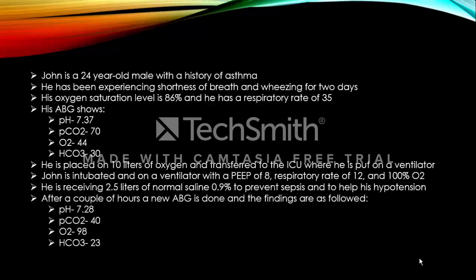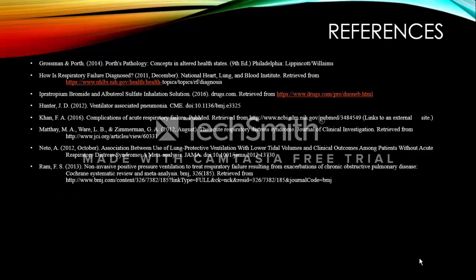After a couple of hours, a new ABG is done, and the findings are a pH of 7.28, a carbon dioxide of 40, an oxygen level of 98, and a bicarb of 23. Based on this result, John would be able to come off of the ventilator. His pH is a little acidotic, but this can be caused when the carbon dioxide level is corrected too quickly, or if there is an airway obstruction, and where he does have a history of asthma, it would be very possible.